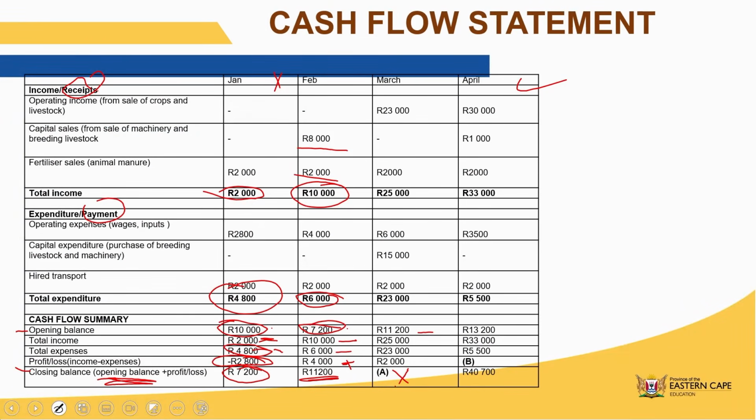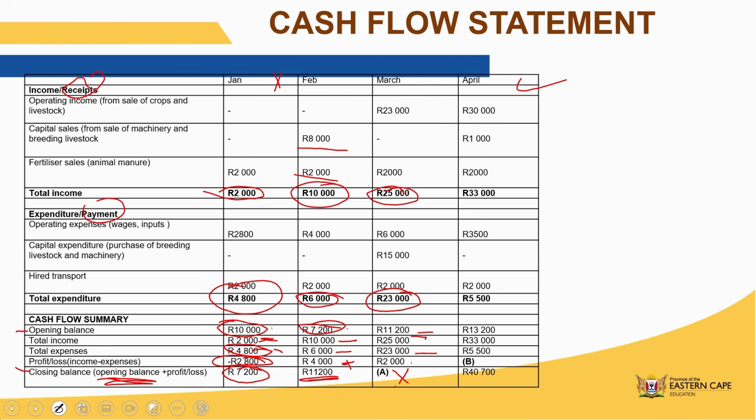That 11,200, which was the closing balance for February, is now the opening balance for March. So 11,200, but for March there was a total income of 25,000 rand. There was a total expenditure of 23,000 rand. So we also go to the calculation of the net income. 25,000 rands minus 23,000 rands gives us a total of 2,000 rands.